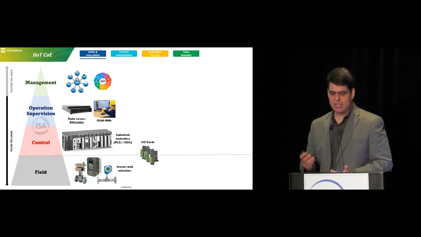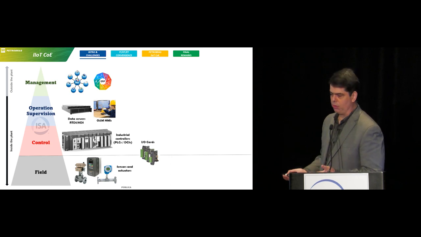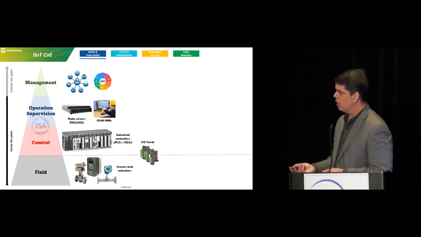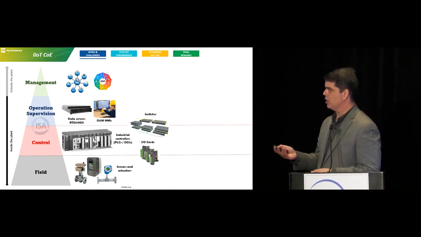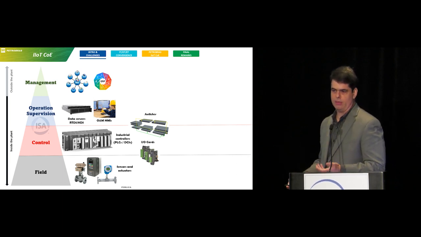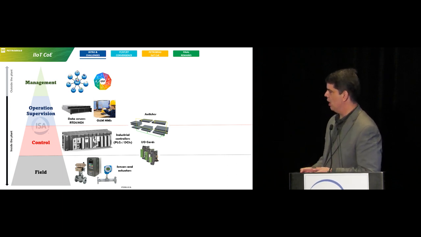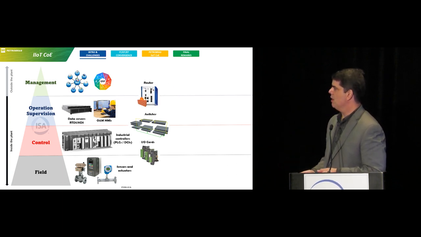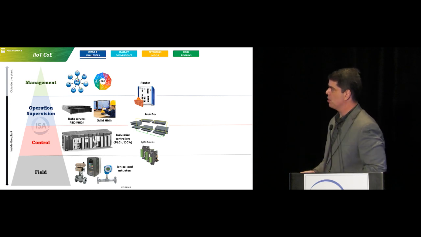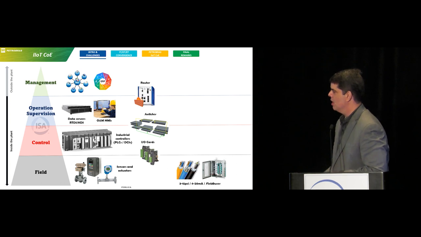Okay, but between these layers, we have some connectors. Between the field and the control layer, we have the I/O cards, for example. Between the control and the operation layer, we have the switches, and other devices. Between the operation and supervision layer and the management layer, we have the routers and firewalls, okay?